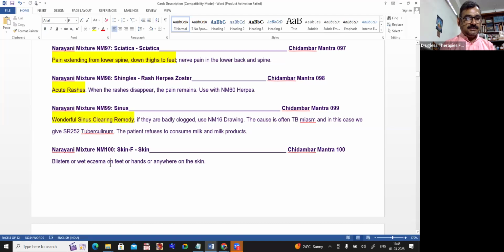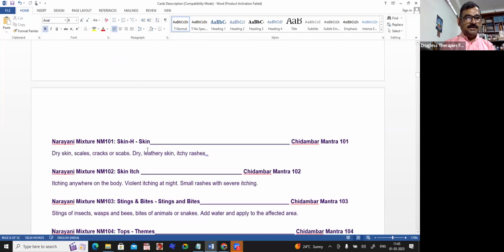Skin: there are different combinations. You have to see what the difference is in that. Blisters or wet eczema. Dry skin, skin that is horny, like the horn of an animal. If such skin is there, you can think about the dry skin remedy. Skin is itching anywhere on the body.